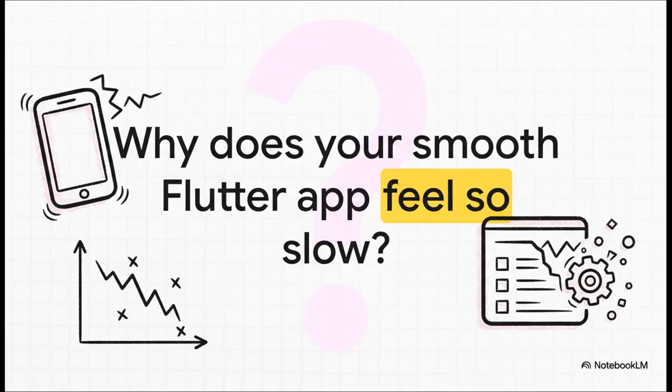So, have you ever been there? You're building an app, it's feeling great, but then, as you add more features, the animations start to get a little choppy? That buttery smooth scroll you were so proud of? Yeah, it's not so buttery anymore. If that hits a little too close to home, don't worry, you are definitely not alone. We're about to dig into exactly why that happens and, more importantly, how to stop it.